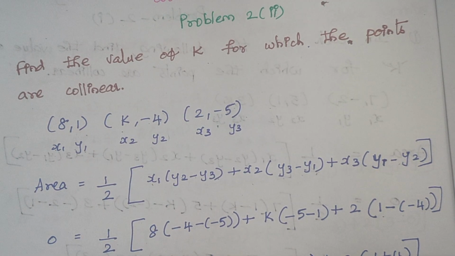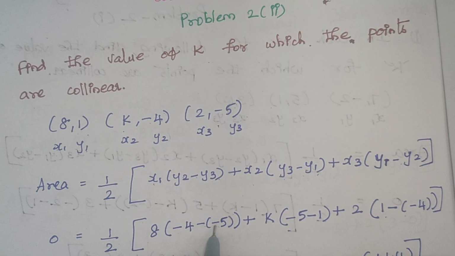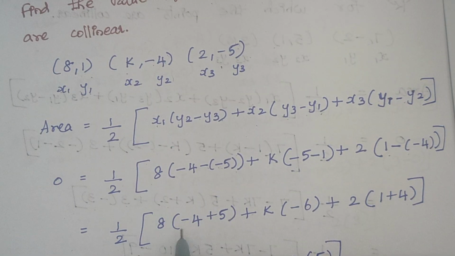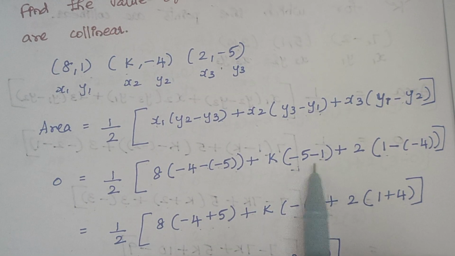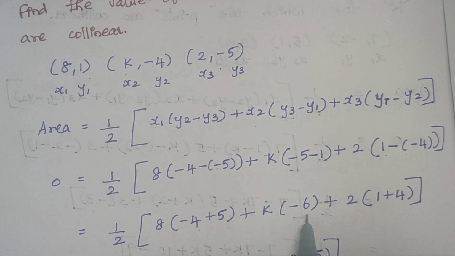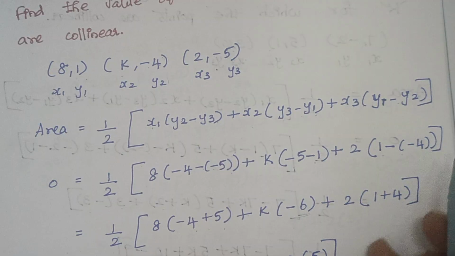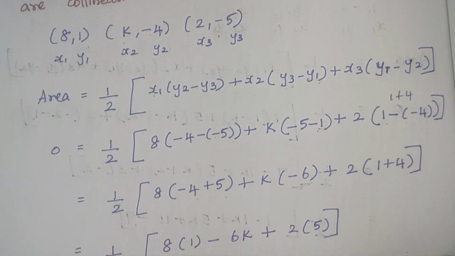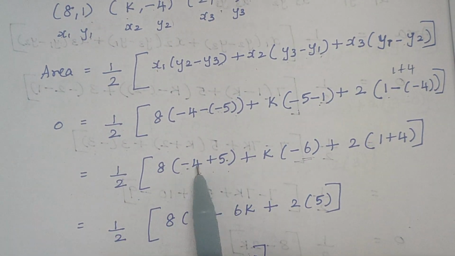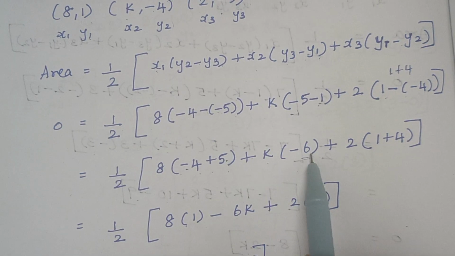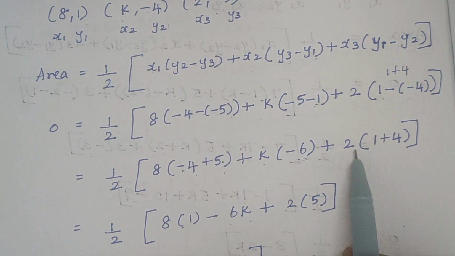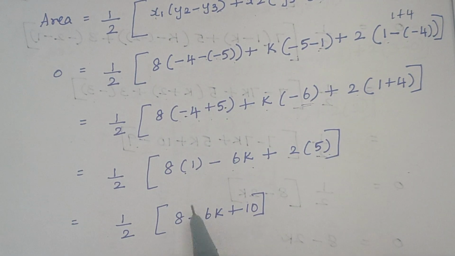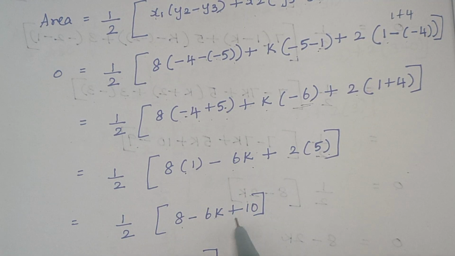Right. Now we are going to simplify. So minus 4 minus of minus 5 becomes plus 5. So here the next form of representing the number is minus 4 plus 5. And here minus 5 minus 1 gives minus 6. Then 1 minus of minus 4 is 1 plus 4. Therefore this makes 5 finally. Right. So the next thing is again, you see, 5 minus 4 is 1. And k into minus 6 is minus 6k, plus 2 into 4 plus 1 is 5. 2 into 5. So when you further proceed, you see 1 into 8 is 8. So 8 minus 6k plus 10.